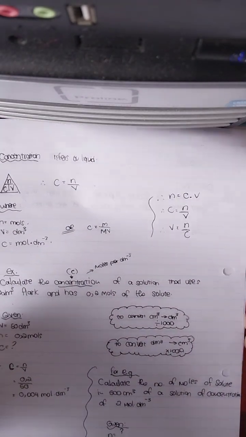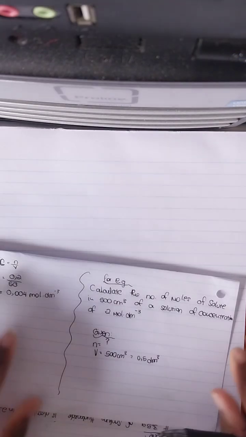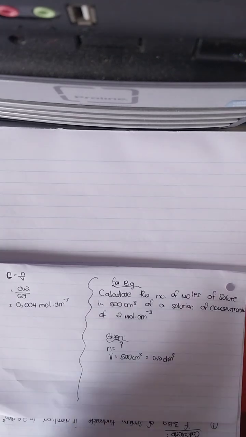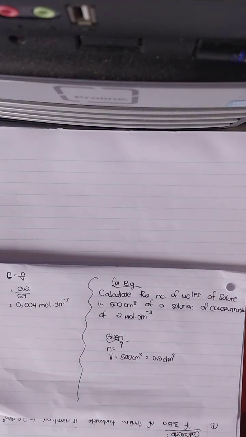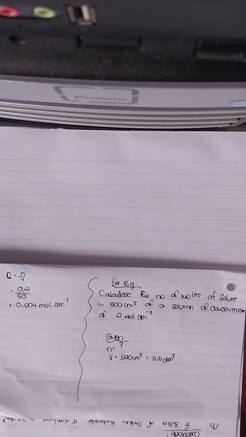Let me just shift it over here and show you. It says here, calculate the number of moles of solute in 500 centimeter cubed of a solution of concentration 0.2 mole per dm cubed. I'll repeat myself again. Let me just show you so that you don't get confused about what I mean.